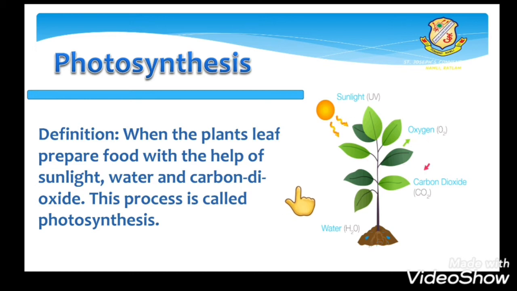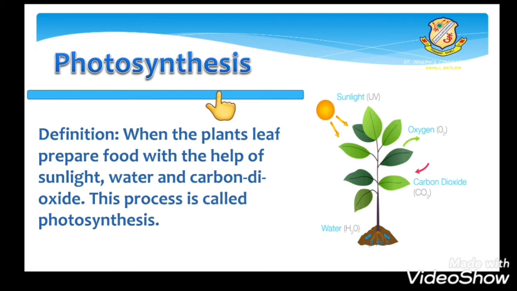Now the next is photosynthesis. Photosynthesis is a word where photo means light and synthesis means preparing something. By the use of light, when plants prepare something, that is called the photosynthesis process. In this process, plants prepare their own food.